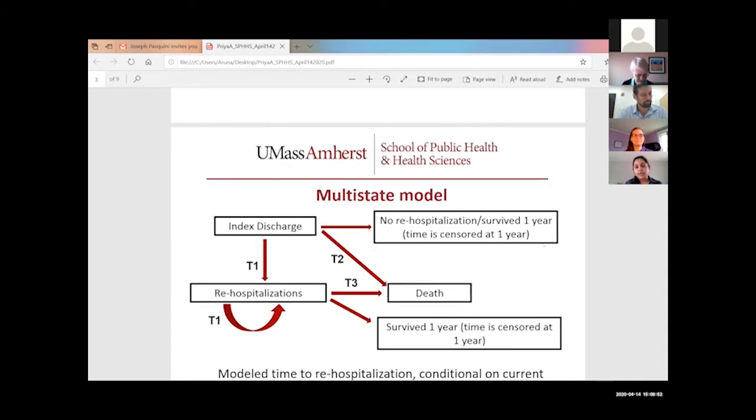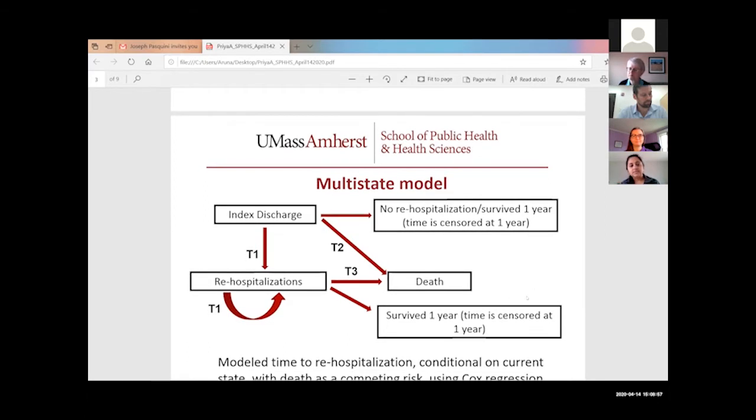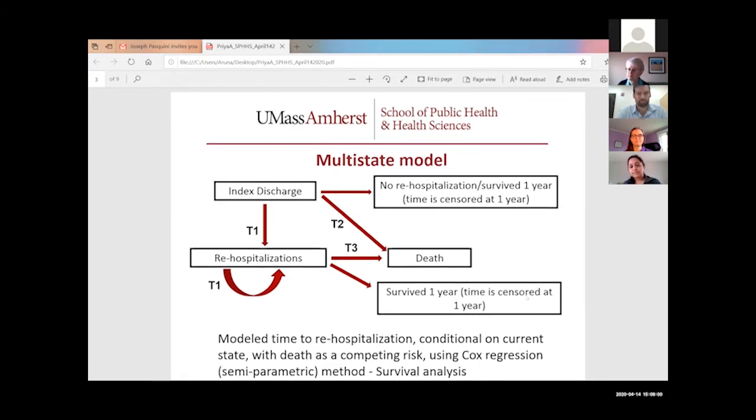So we are going to try to answer this using a multi-state model, which is where the patients can be in several states once they discharge. Once they discharge, there would be a group of patients who do not have any hospitalizations and will survive for 1 year. And there will be one group of patients who will die without any rehospitalizations. There is one group that will get rehospitalized, but from that rehospitalization, they can either keep getting rehospitalized or they can die or survive to the 1 year.